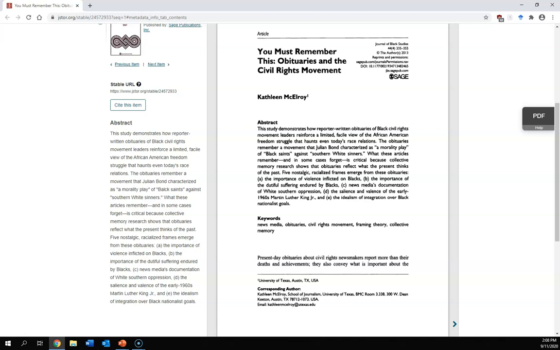That's the first indicator. The second indicator that you're dealing with a scholarly source is the language that scholars use. Remember, the language that scholars use tends to be technical and precise and contain jargon terms. Look at the abstract here. She says, "Collective memory research shows that obituaries reflect what the present thinks of the past. 5 nostalgic racialized frames emerge from these obituaries." That kind of language is the language that a scholar would use. So there's your second indicator right there.